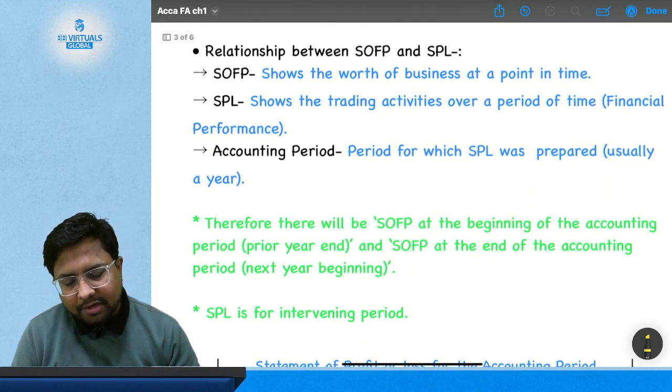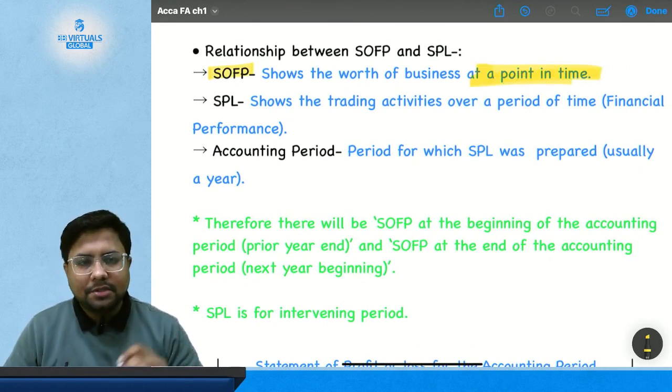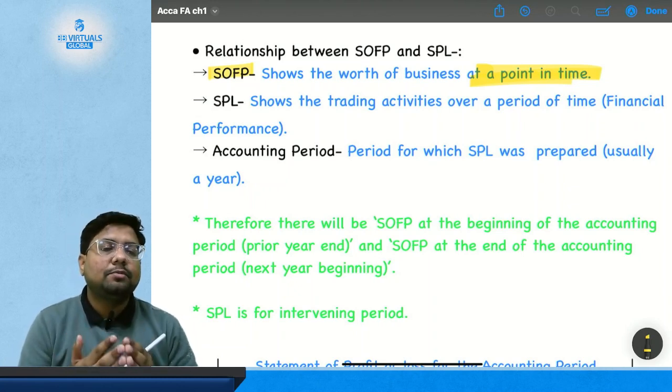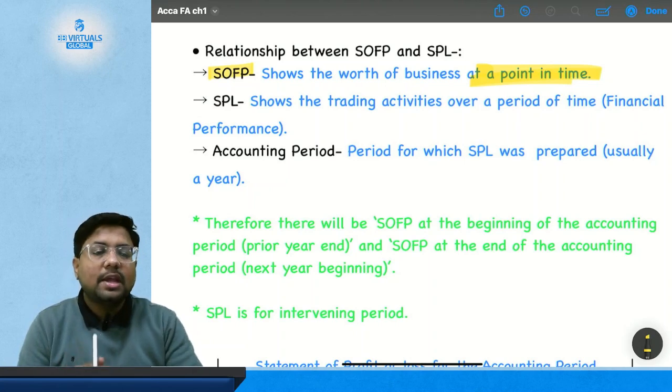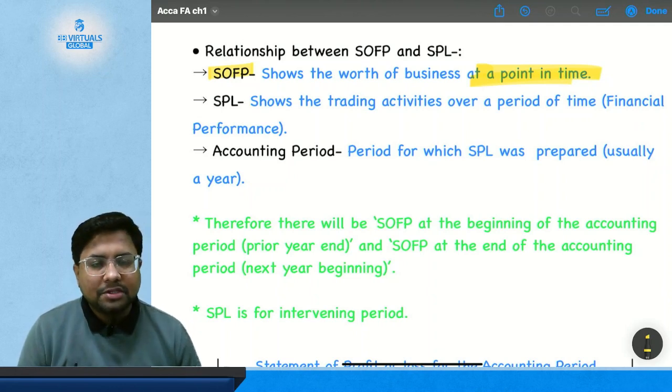The statement of financial position will show you the worth of a business at a particular point of time. We have discussed this: suppose I need the financial position of my business as of 1st of January and as on 2nd of January. Then there will be two separate statements of financial position.